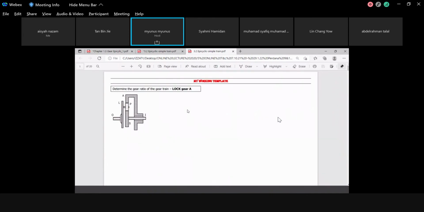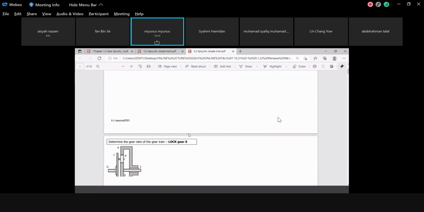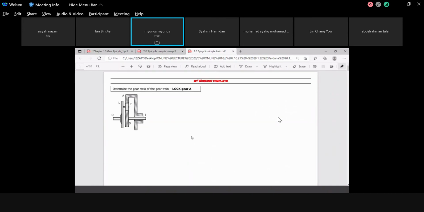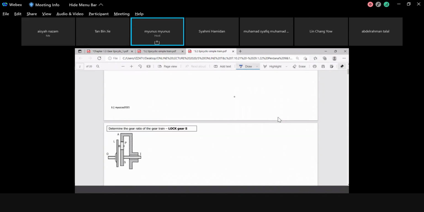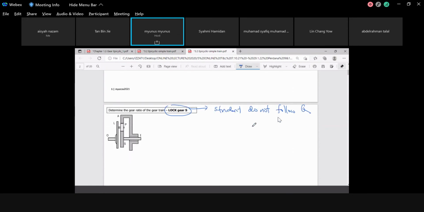So now, supposing that you fall asleep in class, the question asks you to lock A, but you fall asleep, you lock S. So now, students do not follow the question. So the lock is S. Okay, never mind. We will construct and reprove, correct or not?